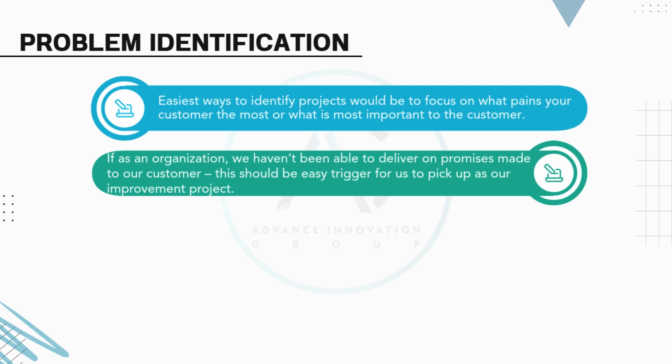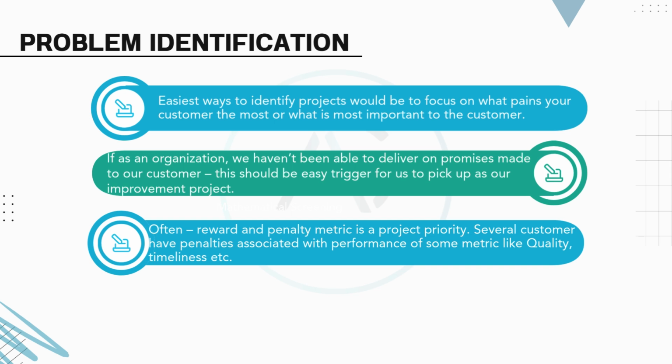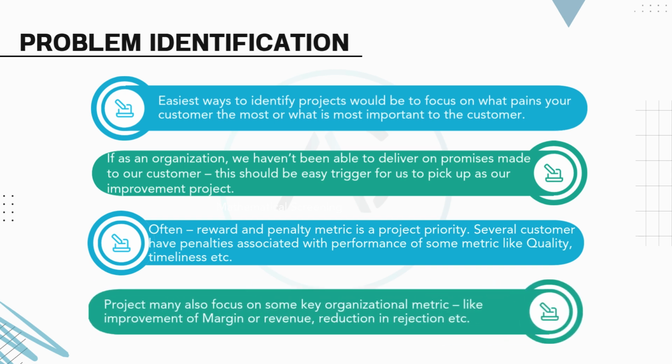If as an organization, we haven't been able to deliver on promises made to our customer, this should be an easy trigger for us to pick up as our improvement project. Often, a reward and penalty metric is a project priority. Several customers have penalties associated with performance of some metric like quality, timeliness, etc. Projects may also focus on some key organizational metric, like improvement of margin or revenue, reduction in rejection, etc.